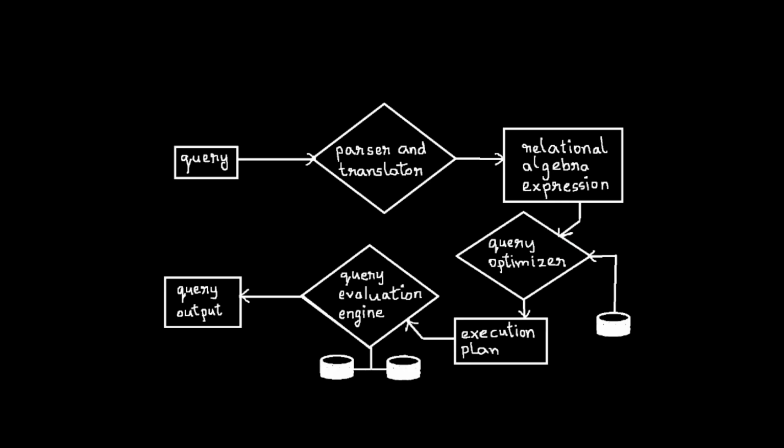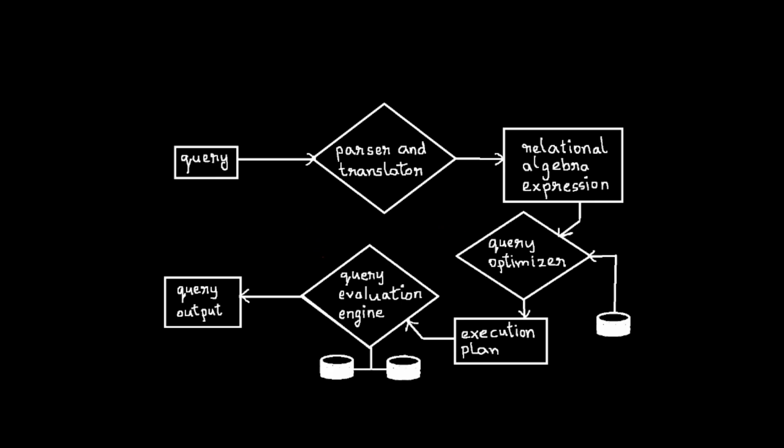Whenever we write a SQL query, the DBMS has to understand the query, decide how to execute it efficiently, and finally produce the required result. This work is performed by the query processor. First, look at its main components. The query processor mainly consists of three important components. First, the parser and translator. Second, the query optimizer. And third, the query evaluation engine.